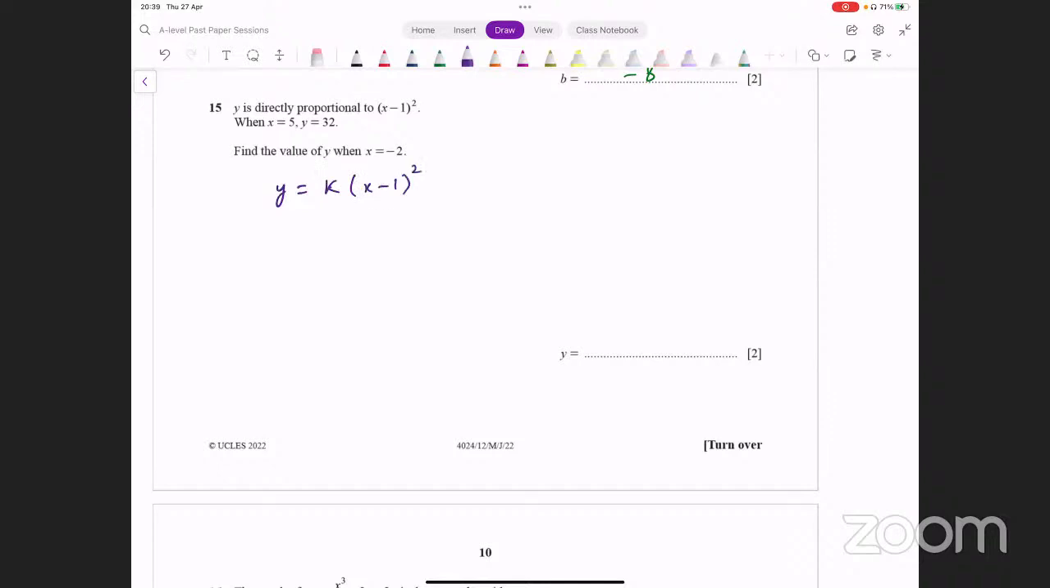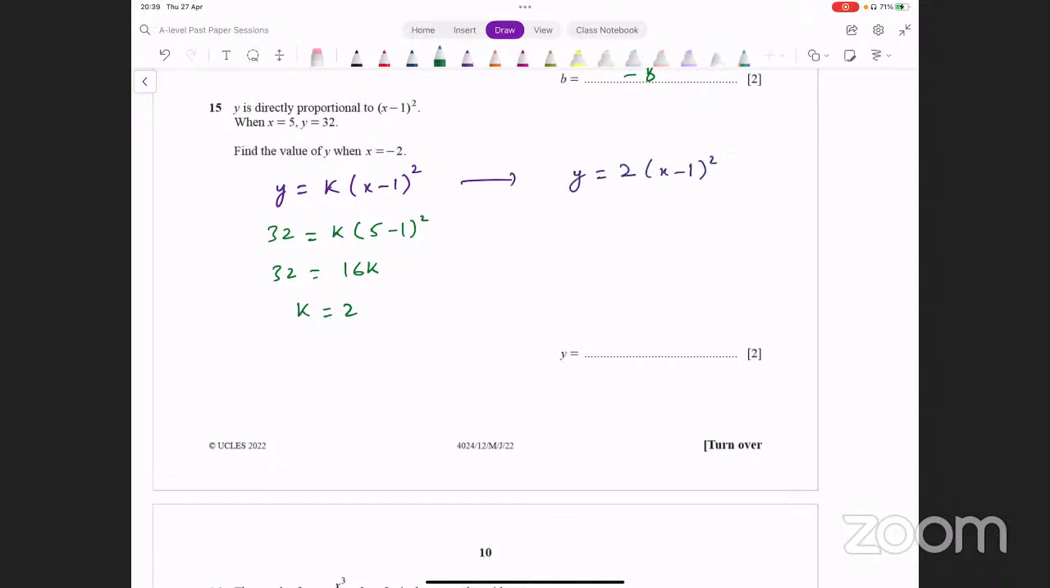अब उसने एक पॉइंट दिया हुआ है, वो पॉइंट इनपुट करके हम क्या कर सकते हैं, k की वैल्यू निकाल सकते हैं. y की जगह पे 32 डाल दें और x की जगह पे 5 डाल दें. What do you get from that? You get 16k equal to 32, and the value of k from that turns out to be 2. Now, this equation therefore can be written as y equals 2 into x minus 1 whole squared.